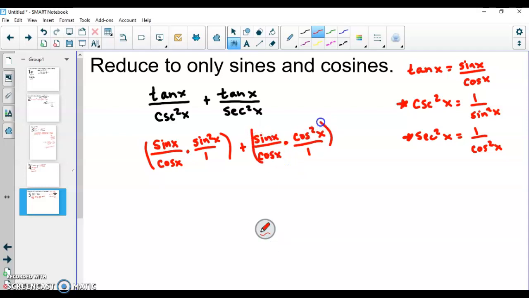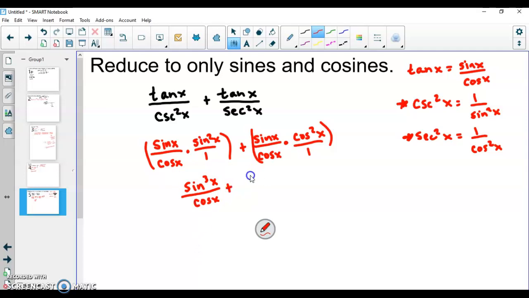So where this can help me, and again, I'm probably still going to have to do a little bit of additional work, but I wanted everything to be in terms of sines and cosines. So what I'm going to do now is simplify where I can. On this side, I'm going to end up with sine cubed x. That's what you get when you multiply: you add the exponents just like you normally would. And then cosine x on the bottom.